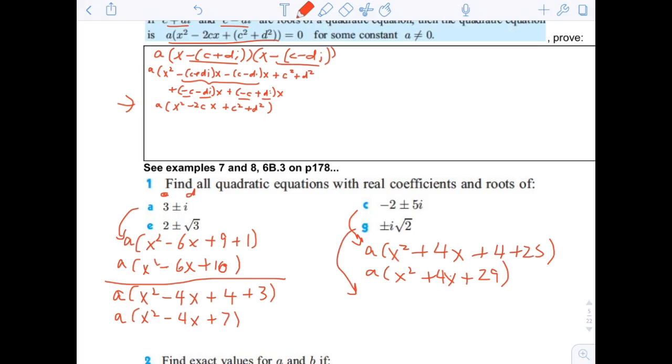What about this one? It would be a x squared minus 2cx. There is no c, right? Because there's just an imaginary part for this one. Plus c squared, there's no c squared, plus d squared, which is going to be square root of 2 squared, which is 2.